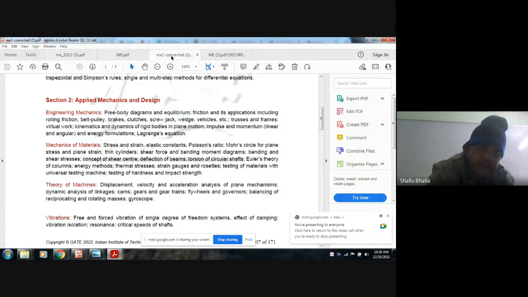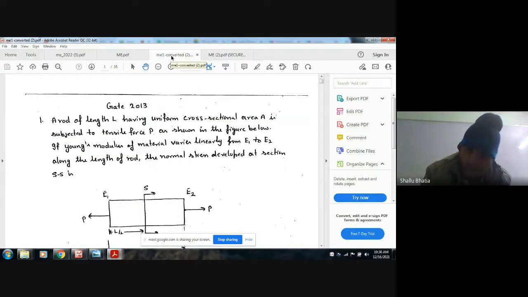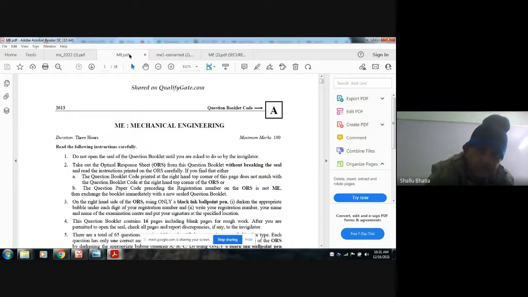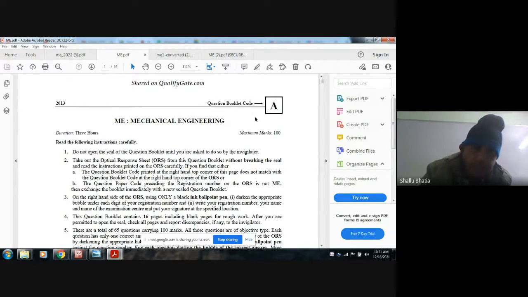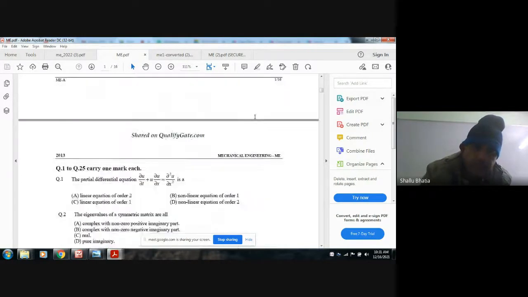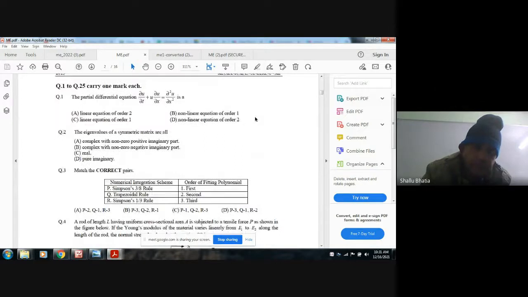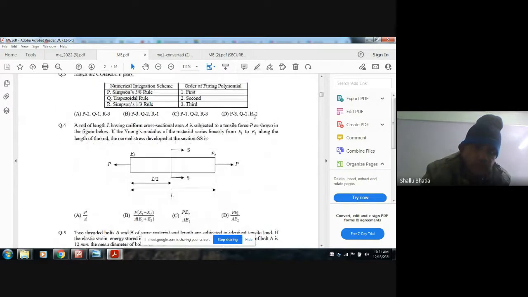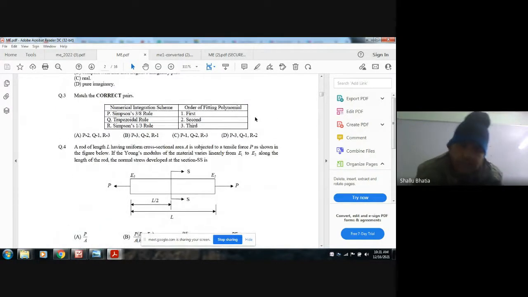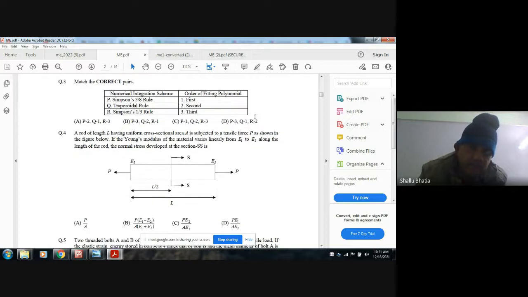This is the previous paper of GATE. According to the exam, I have solved it with the answer key published. The first question from this section is question number 4.